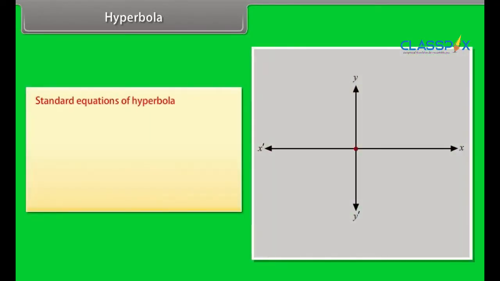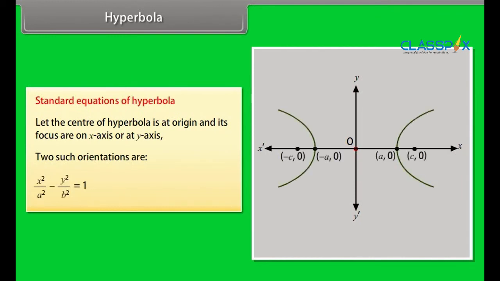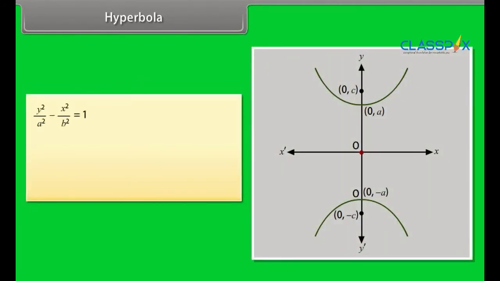Standard equations of hyperbola. Let the center of the hyperbola be at the origin and its foci on the x-axis or on the y-axis. Two such orientations are x square upon a square minus y square upon b square is equal to 1, and y square upon a square minus x square upon b square is equal to 1. The length of the latus rectum of the hyperbola is 2b square upon a.